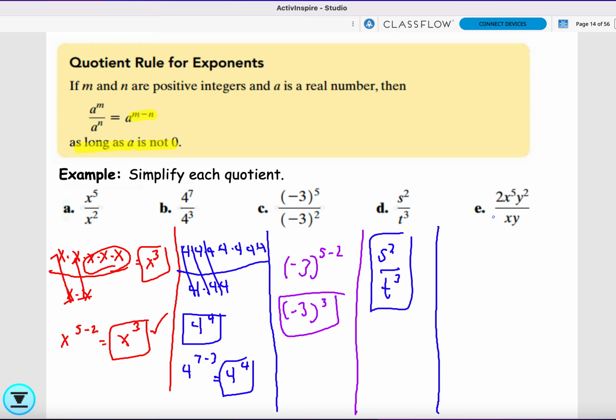Now for E, we have the 2, right? The 2 stays there. But remember, we have X, right? We have a 1 and a 1 on these X and Y. So it'll be X to the 5 minus 1, and then a 2 minus 1, since this is the top, bottom. So then we get 2 to the x4 times y to the 1, which is just y. That is how we apply the quotient rule, ladies and gentlemen, the quotient rule.